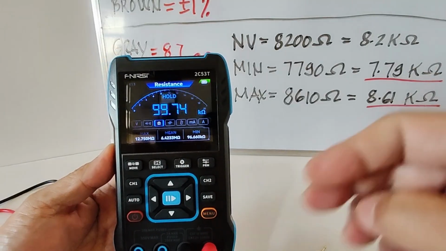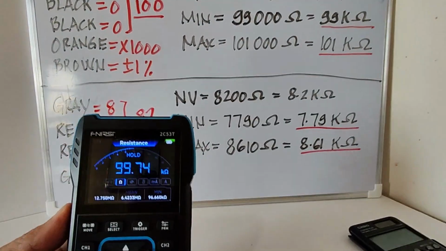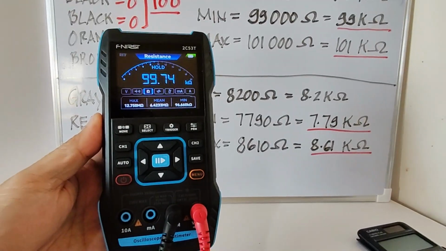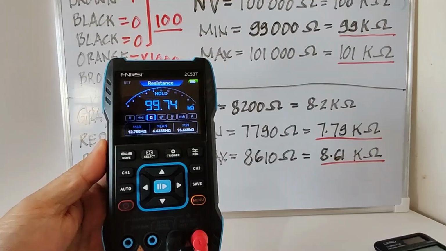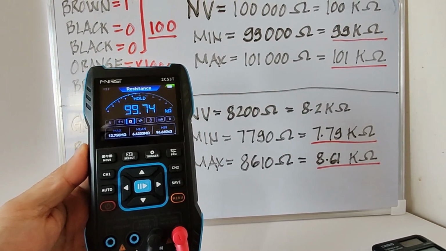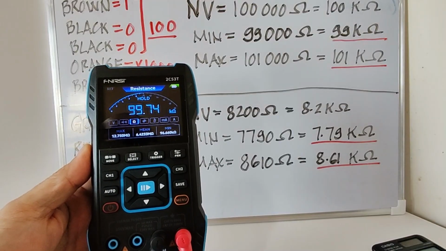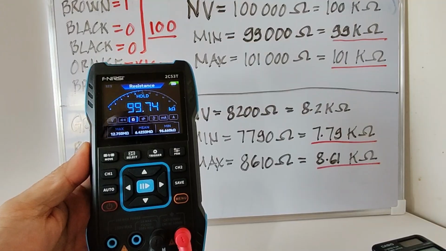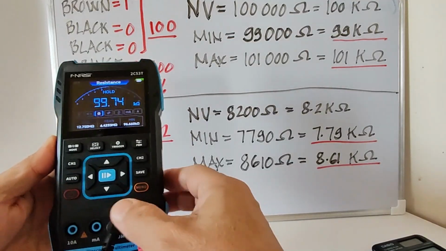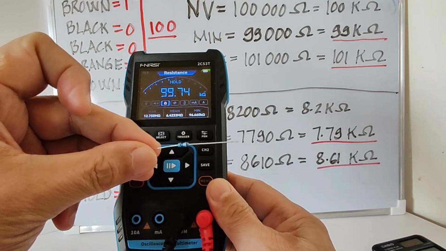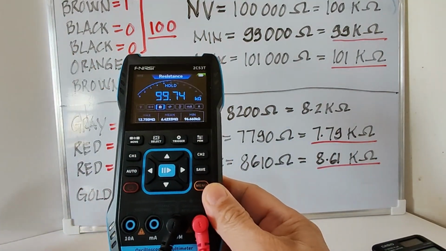99.74 kiloohms. Based on the table value shown to you earlier, the minimum allowable measured value is 99 kiloohms, while the maximum allowable measured value is 101 kiloohms. Given that the measured value is 99.74 kiloohms, that means that this resistor is not yet out of tolerance and is still fit for use. Now, let's take the other resistor.